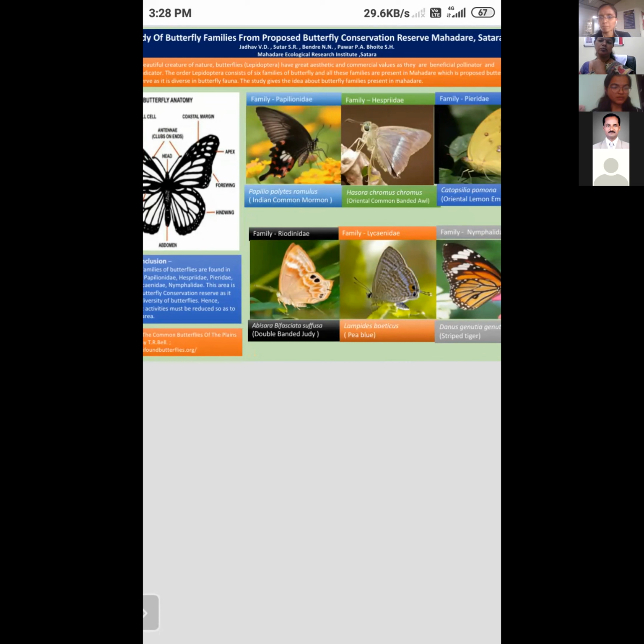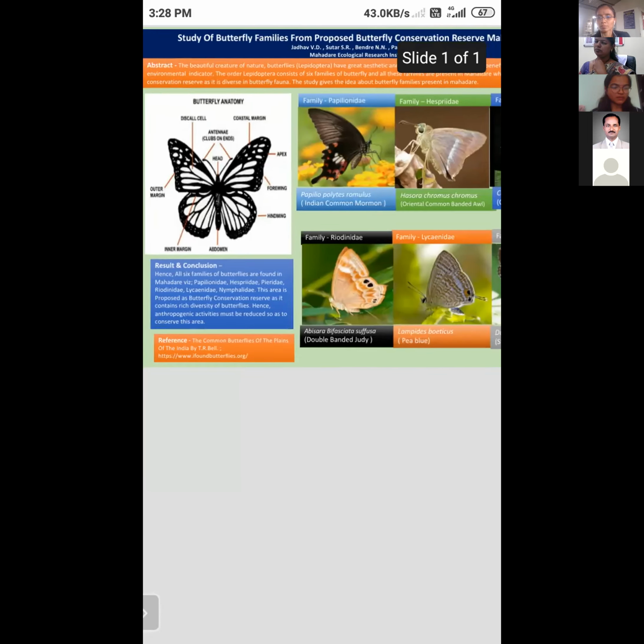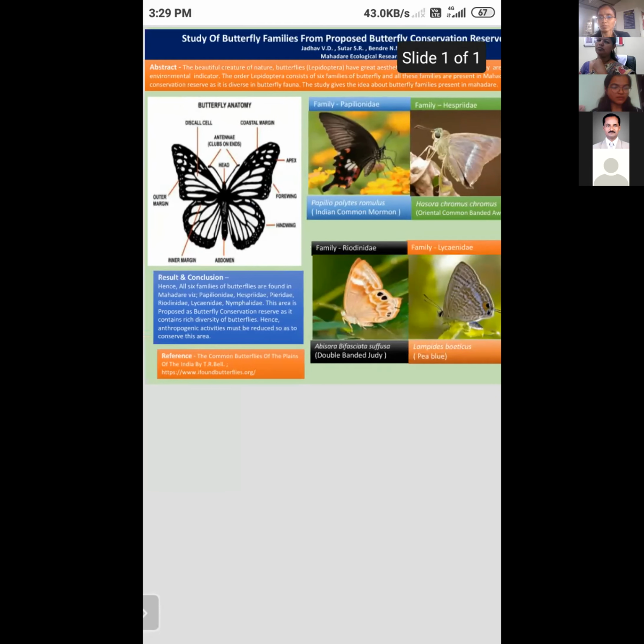The study gives an idea about the butterfly families present in Mahadare. My mentor Sutar Yasar has been studying butterflies at Mahadare for the last 5 years, and we saw butterflies from all the 6 families there, and we observed their characteristics. First, we see the general anatomy of a butterfly. The butterfly body is divided into 3 parts: head, thorax, and abdomen. The head bears eyes, antennae, proboscis, and palpi.